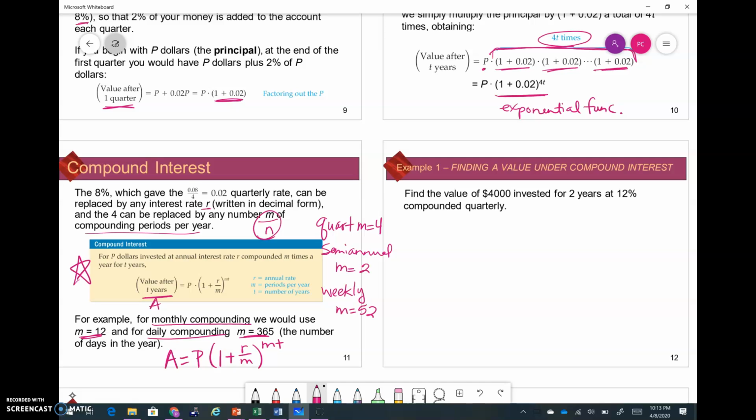Now what I want you to do is to look at example 1 and work it out, and then we'll come back and check your work. What you're doing is taking the information that you have in example 1 and plugging it into the formula. All right, so take a second and try to work that.